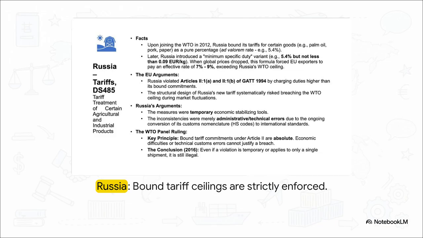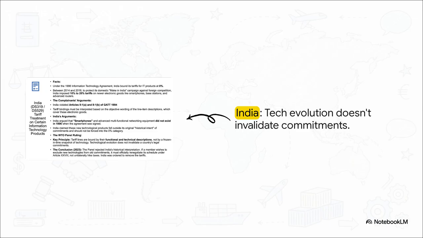Well, the WTO panel struck it down immediately. The ruling was crystal clear. Bound tariff commitments are absolute. Experiencing economic difficulties simply does not justify breaking the rules. And we see a very similar clash of eras in this case involving India. Back in 1996, under the Information Technology Agreement, India promised to keep tariffs on IT products at 0%. But fast forward to the 2010s, and India wanted to protect its massively booming Make in India campaign. So they slapped 10 to 20% tariffs on newer electronics, like advanced smartphones and base stations.